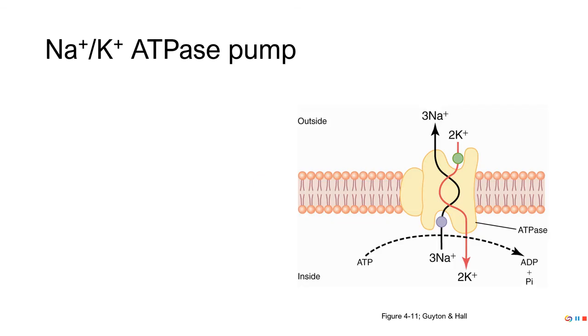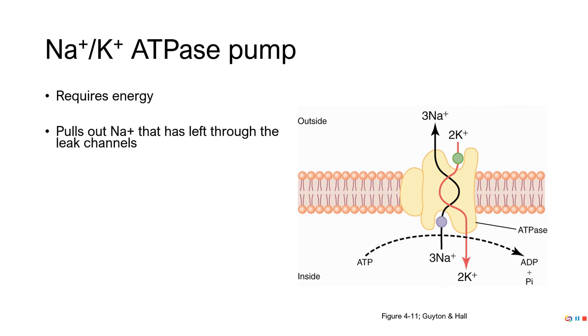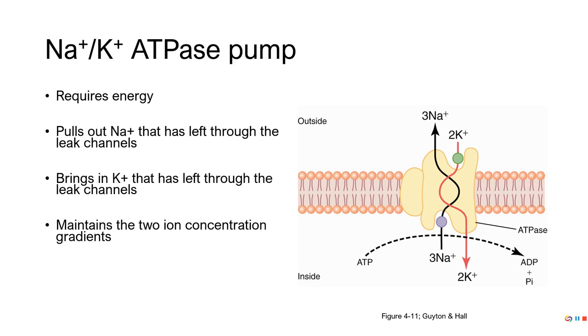So, talking about the pump, it brings potassium ions in and takes the sodium ions out. This pump requires energy. Like I said, it pulls out that sodium that is left through the leak channels, and it brings the potassium back in that's left through its leak channels. What this does is the pump establishes the gradient for both ions. Without the pump, there would be no gradient because both of these ions would move until there are equal concentrations on both sides, which would be terrible for reasons we'll discuss later. Ultimately, the pump is what produces that negative membrane potential in neurons.